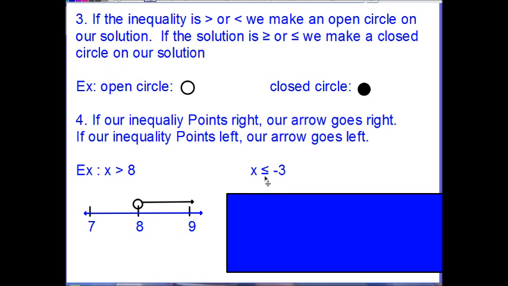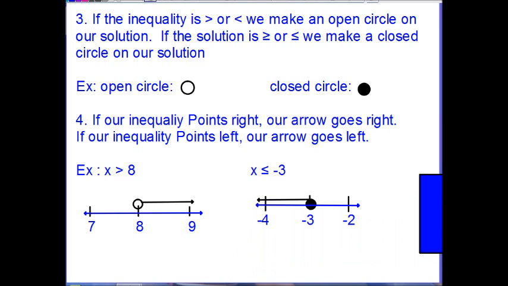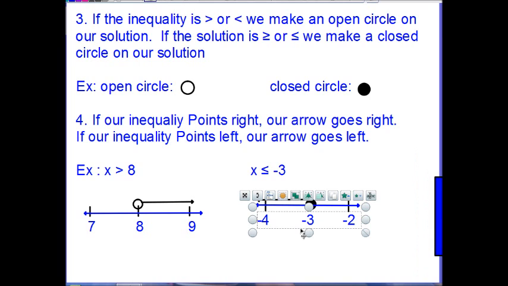For our second example, x is less than or equal to negative 3. So we make out our number line. Negative 3 goes in the middle because that's our solution. Negative 4 is going to go on the left, negative 2 on the right. And because it's reading less than or equal to, it's going to be a closed, filled-in dot at negative 3. Since our inequality points to the left, our arrow goes to the left. And that would be everything all together.